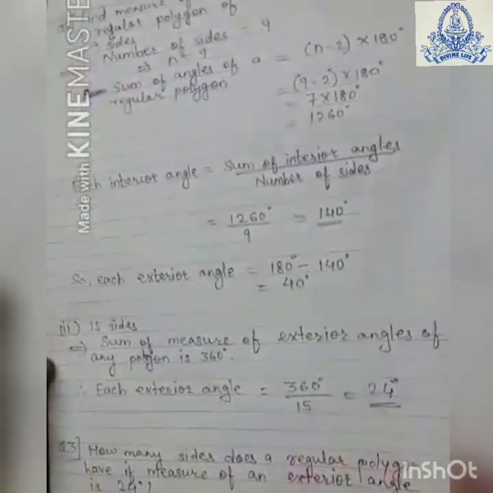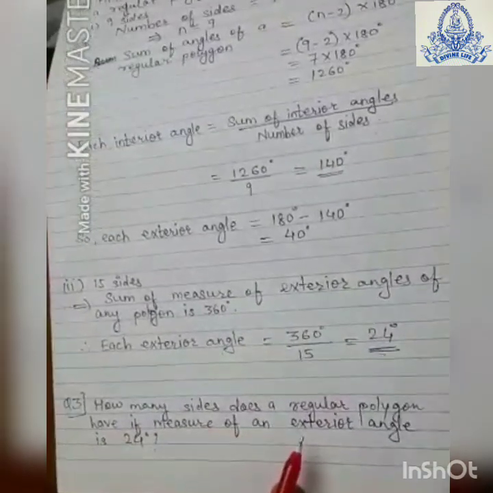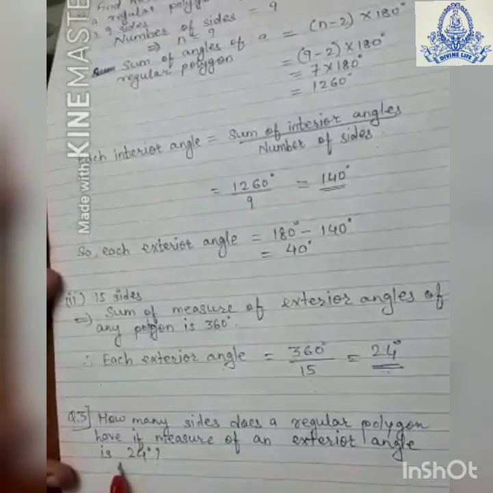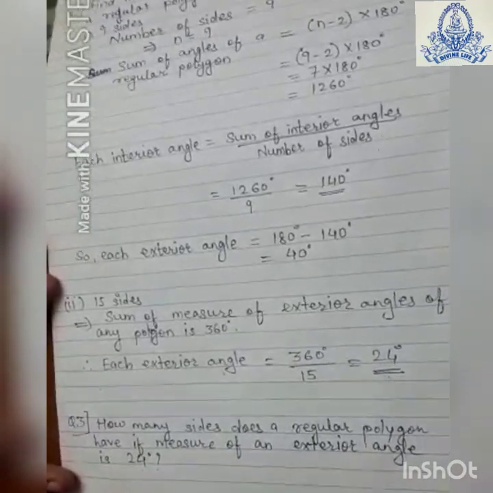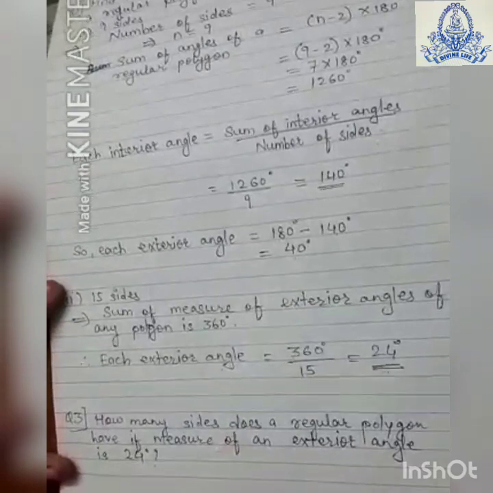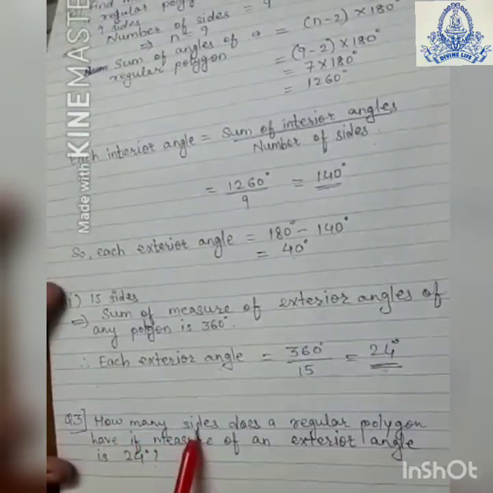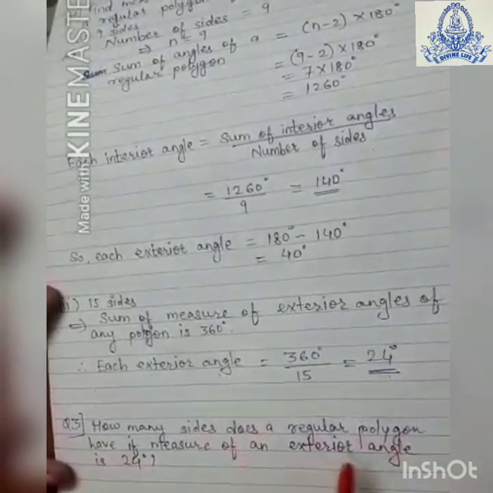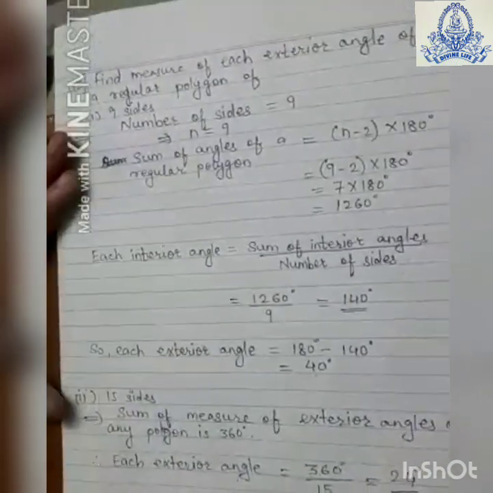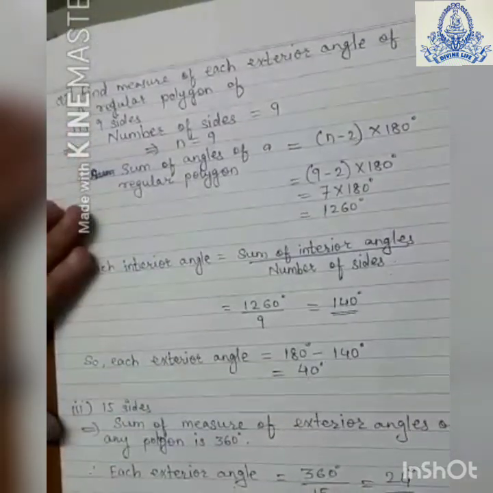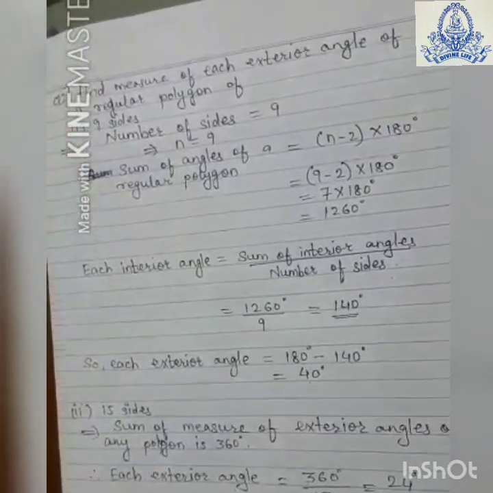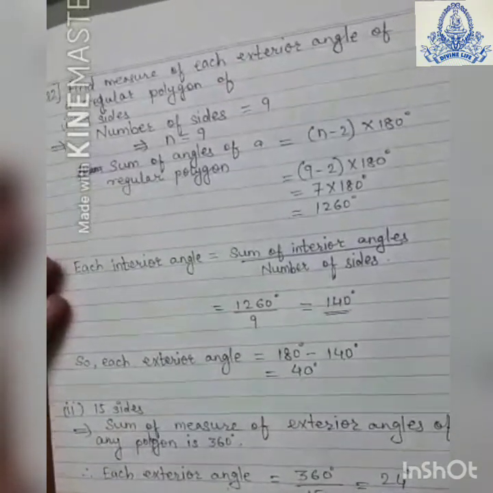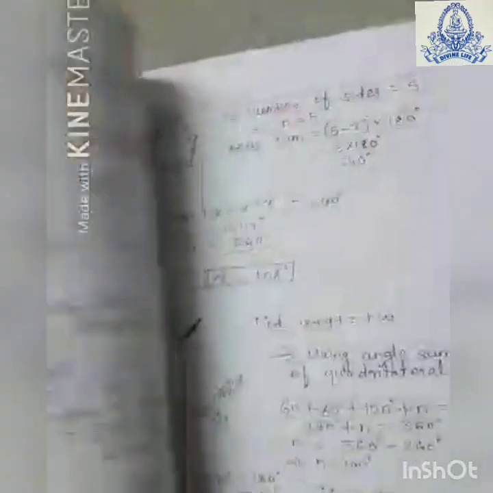Now see the next question. How many sides does a regular polygon have if the measure of an exterior angle is 24 degrees? Read the question carefully. In the previous question, the sides were given and the measure of the exterior angle was asked. In this one, the sides are asked and the measure of the exterior angle is given. Now let us see how to solve this.